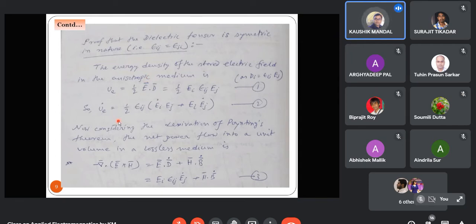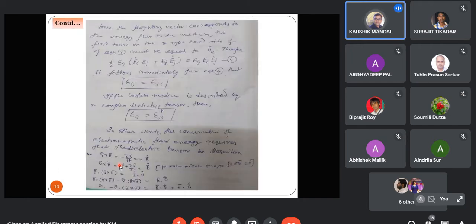Now you have to start from the derivation of Poynting theorem. From the derivation of Poynting theorem, you can directly write this, that is divergence of E cross H equal to E dot of D dot and H dot B dot. That is equation number 3. Now E dot D dot means you can write Ei epsilon ij Ej dot, plus H dot B dot.